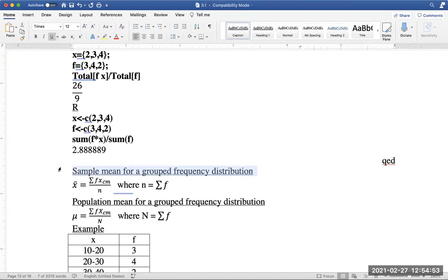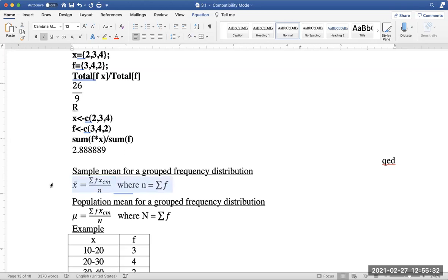Sample mean for a group frequency distribution. The only difference is that we have a group frequency distribution, so we need one number that represents the class. What's the best number to represent the class? Well, the middle of the class. So we'll use class marks. The formula is the same as for a frequency distribution, but we use class marks instead of the value of the random variable.